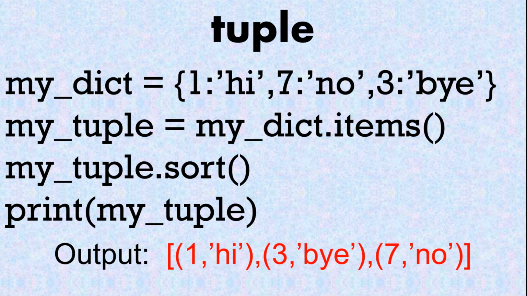We have a list of tuples. The tuples have 2 values. They have the number, like 1, 3 and 7, and the string high, bye and no. So here's the output. It's a list, but each element in the list is a tuple.